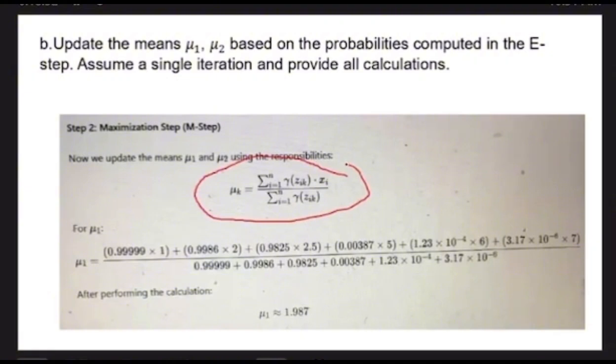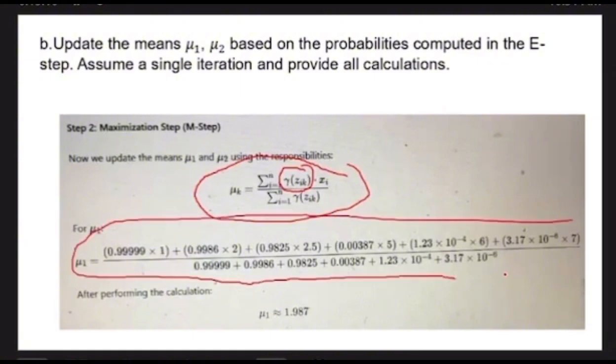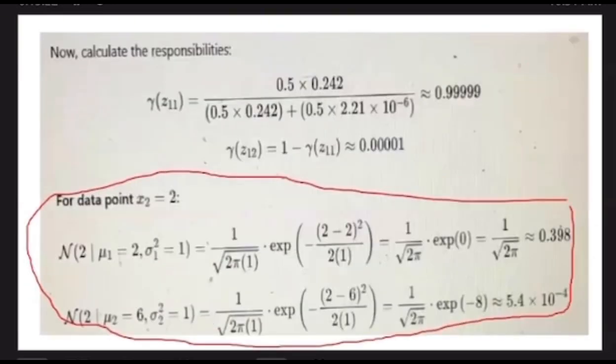Do you see the formula? If you take a look at this formula, do you see gamma? The probability you've already found before. Does that make sense? Now, if I want to do that for mu1, this is the mu1. Where does 0.9999 come from? 0.999, 0.9986. Those are the probabilities for the first cluster that we got. Okay, don't forget.